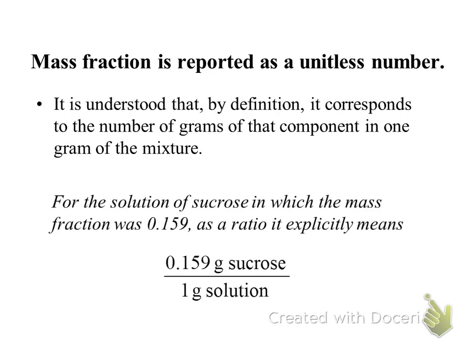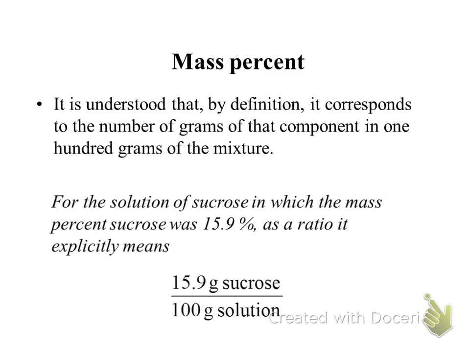And by definition, if somebody says that your sugar solution is 0.159 mass fraction, then they're saying in 1 gram of the solution, your sugar solution, you have 0.159 grams of the component of interest, in this case, sucrose. That's what I call unpacking. You guys told me that with 0.159 mass fraction, the mass percent is 15.9. You're right.